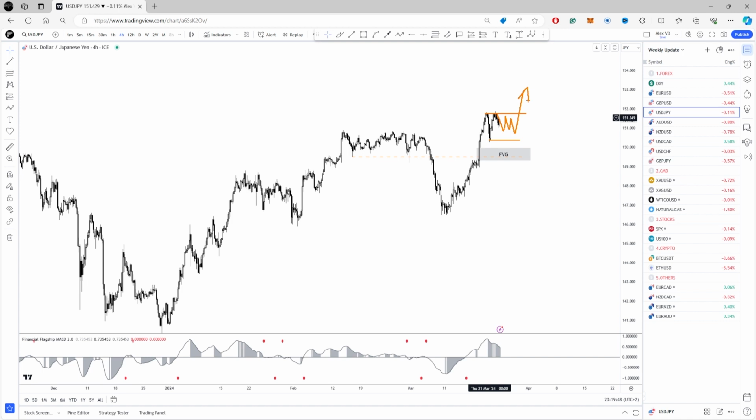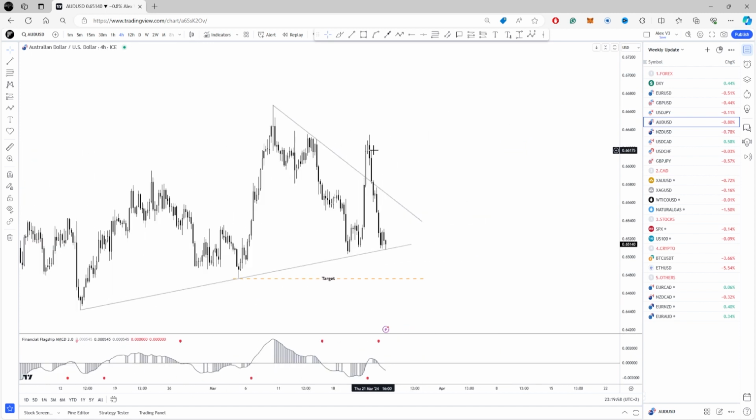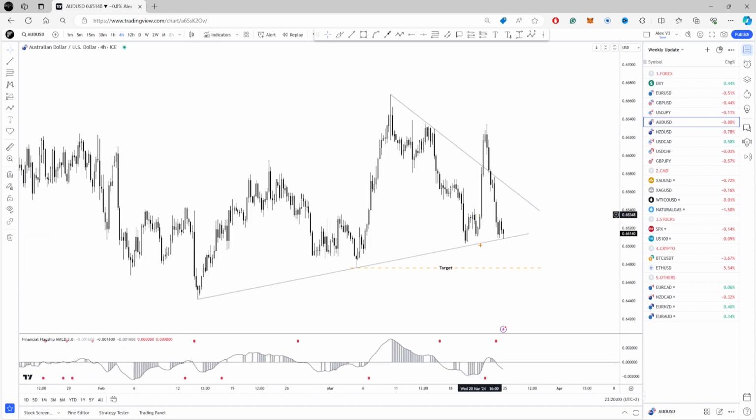It will go back up after this consolidation, after this range. So keep an eye out if you get any setups. Australian dollar versus the US dollar, this one went according to our plan. We were expecting the price here to drop. You can see we have this target level here that we highlighted. We weren't expecting this pullback to be this strong.